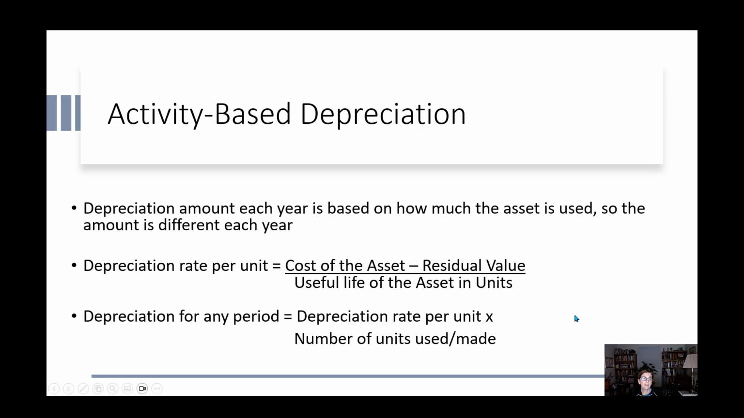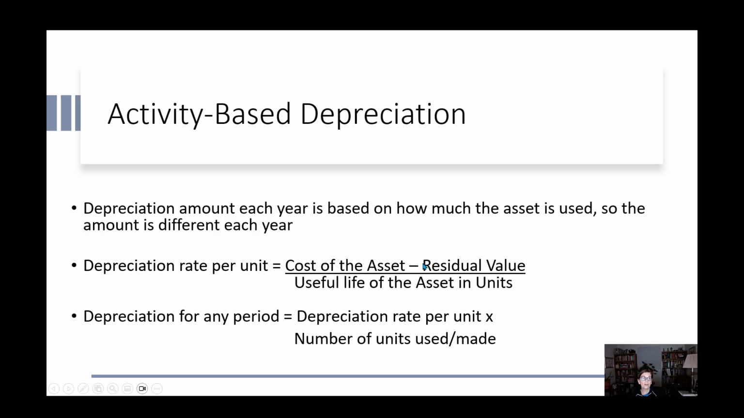Now we said activity-based is based on how much the asset is used, so the amount is different every year. A good example of this would be a vehicle, right? Their life has to do with how much mileage they're driven, right? So this could very well be a depreciation rate per mile. It could be how many units a machine produces.